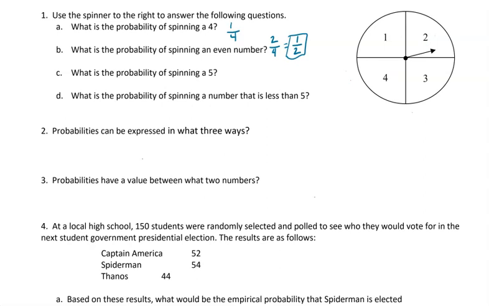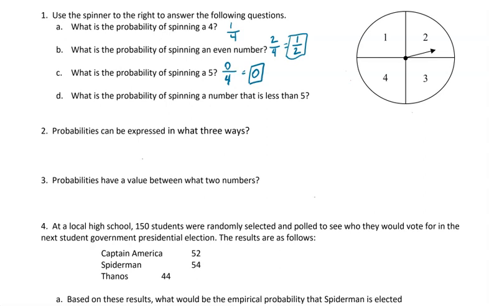Alright, what about the probability of spinning a 5? There are still 4 possible outcomes. And how can we spin a 5 on here? Well, we can't. There is no 5 on this spinner. So there are 0 ways to get a 5, which means the probability is just 0, because we can't actually spin a 5. There is no 5.